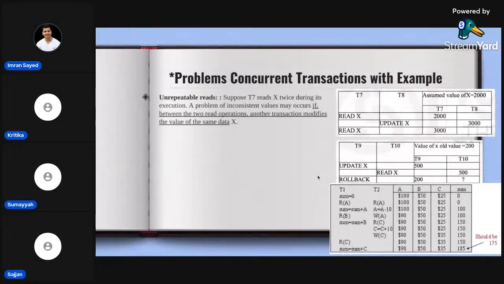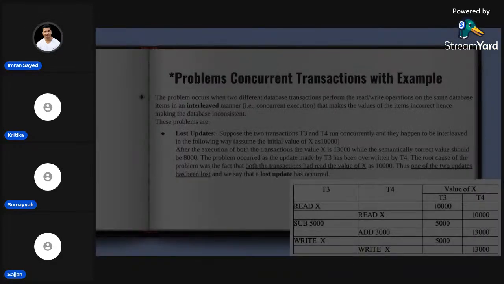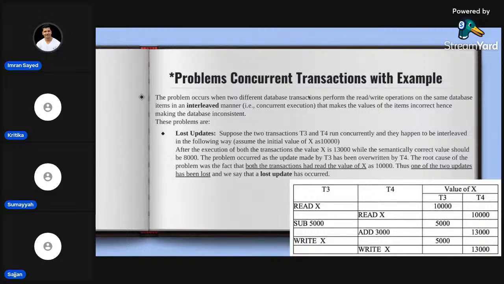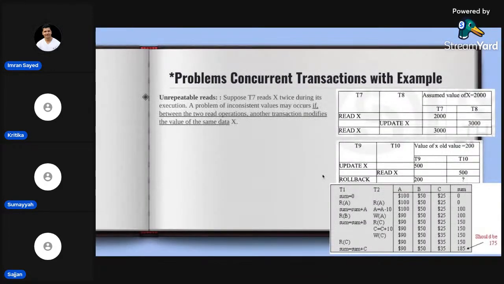Another problem is unrepeatable reads. In the question paper, it's asked to give all the types of problems with concurrent transactions, but wants you to give an example of only one. So you can give an example of one and just explain the others.